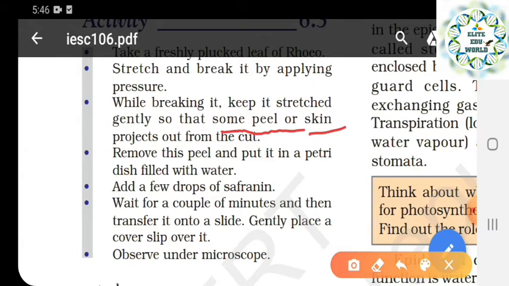So remove these peels and put them into the petri dish filled with water. So this is going to be the third step. We are just keeping it in the petri dish containing the water, and then add a few drops of safranin. Here the safranin is an indicator which gives color to the cells of the plant. So we are adding the safranin as a coloring agent, and wait for a couple of minutes and then transfer it onto the slide.